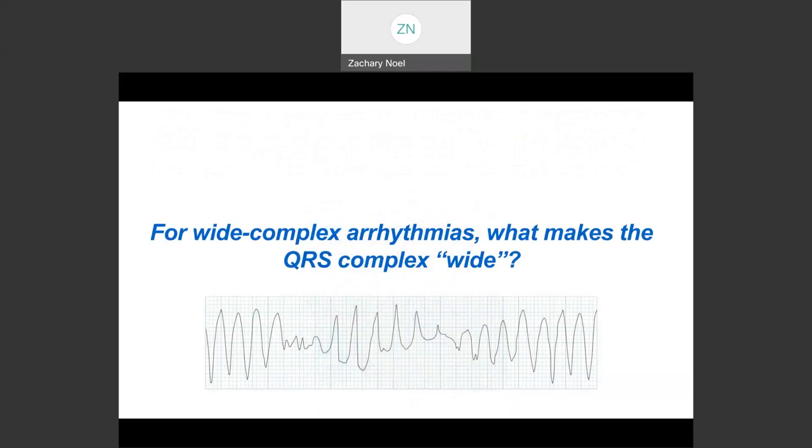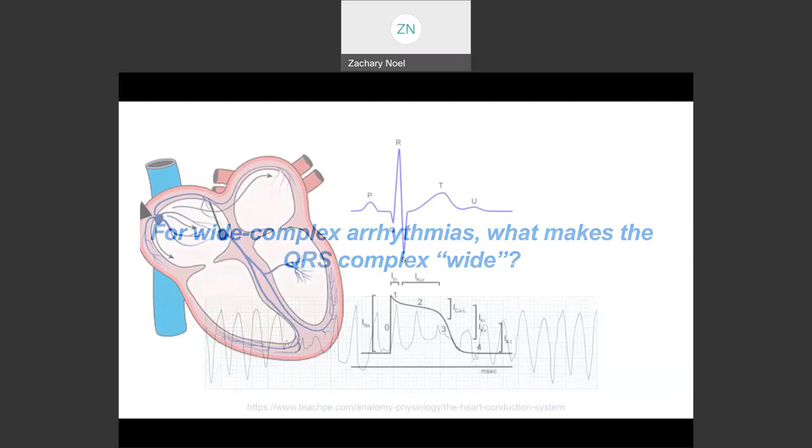The next question I want to ask is, for wide complex arrhythmias, what makes the QRS complex wide? Again, it might, to some of you, seem like a very straightforward question. To others, you might be thinking, well, I don't know, I've never really thought about it. So I've shown you a picture of what is very classically torsades de pointes. We see the twisting of the points, so to speak, on the electrocardiogram strip that I've shown you here. And so why is it that the QRS complex is wide?